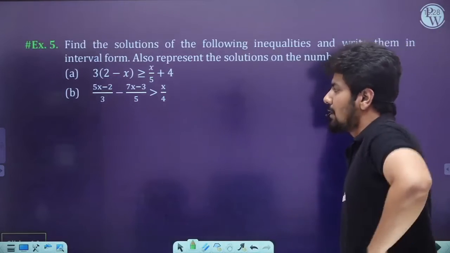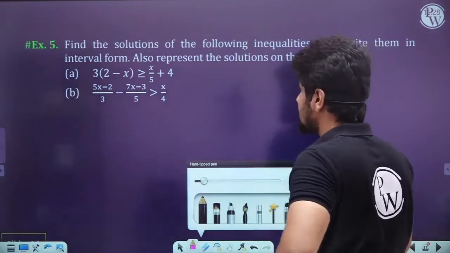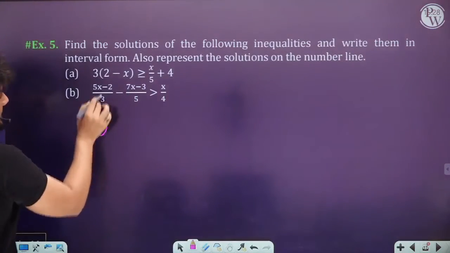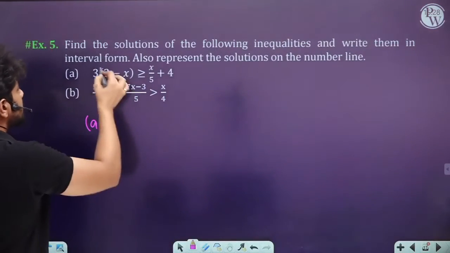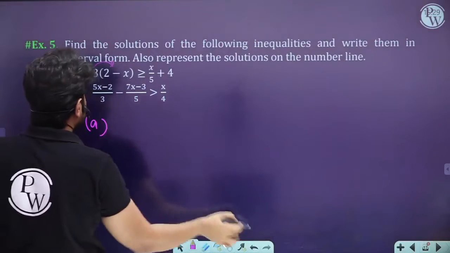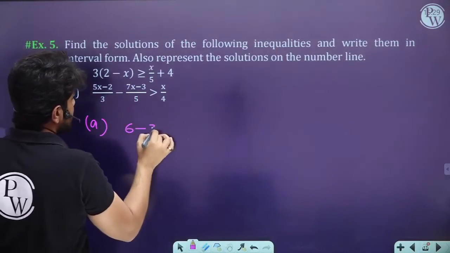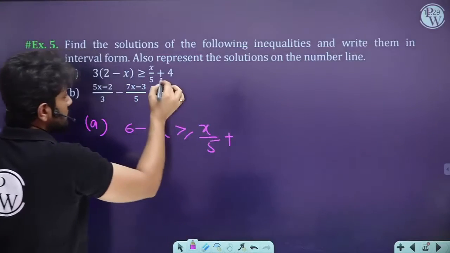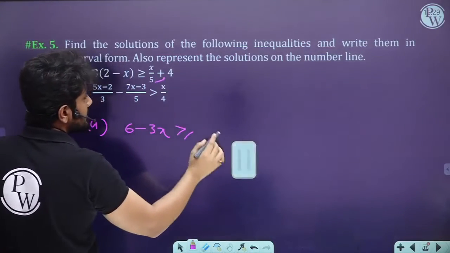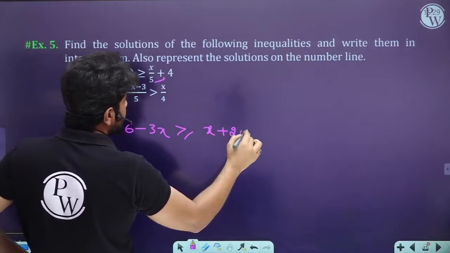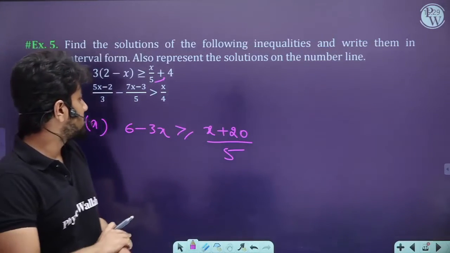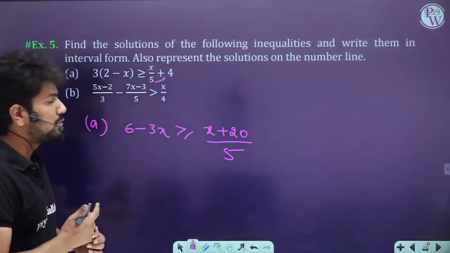So, the first one. Let me do the first one for all of you. The first one says 3 times (2 minus x). So simply multiply 3 inside. We have 6 minus 3x greater than or equal to x by 5 plus 4. On the right-hand side I am taking the LCM. So we have (x plus 20) divided by 5.